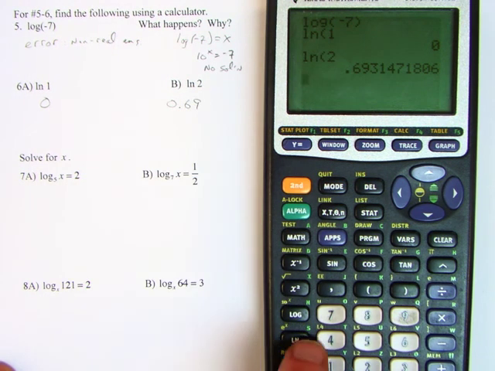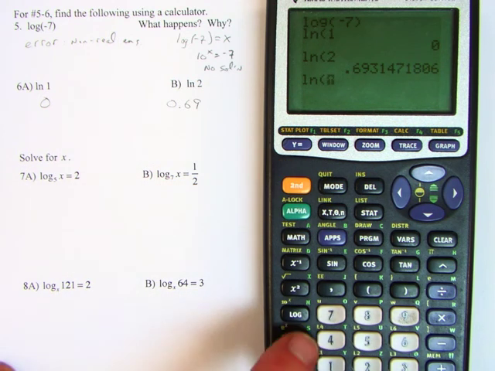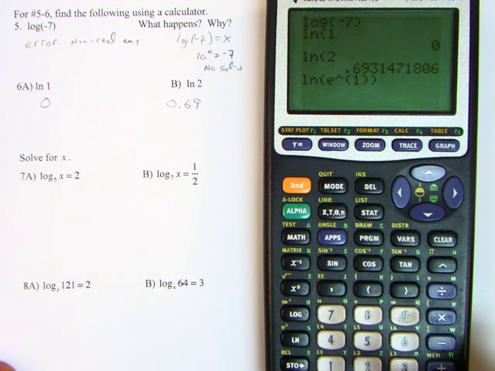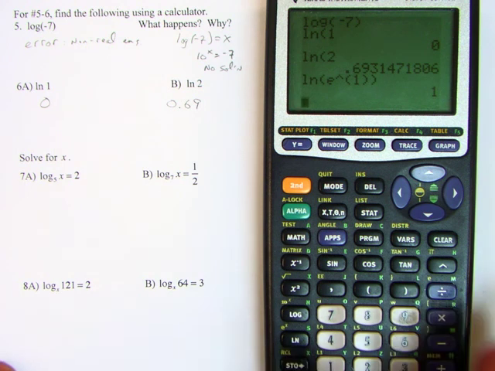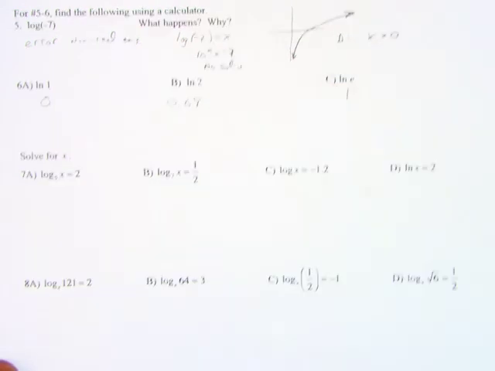Now the next one says ln of e. So what you're going to do on that one is hit ln, and notice right above the ln in yellow here, there's e to the x. So we need to press second, e to the x, and notice how it says ln of e to a power. We're going to plug in 1, and then close that parenthesis up, and hit enter, and it gives us 1. There's another way we can do it, but we need to know this key on there, so I'll just use this. And this is 1.